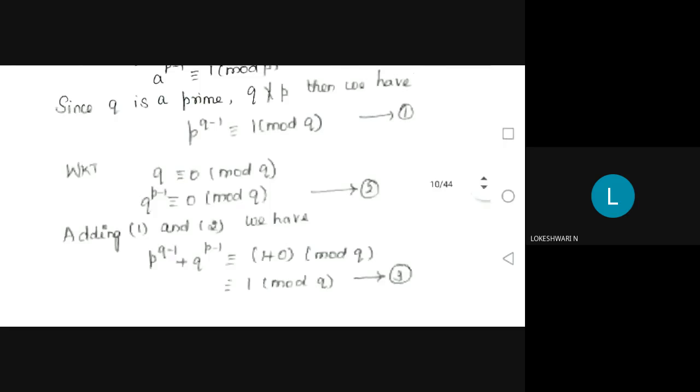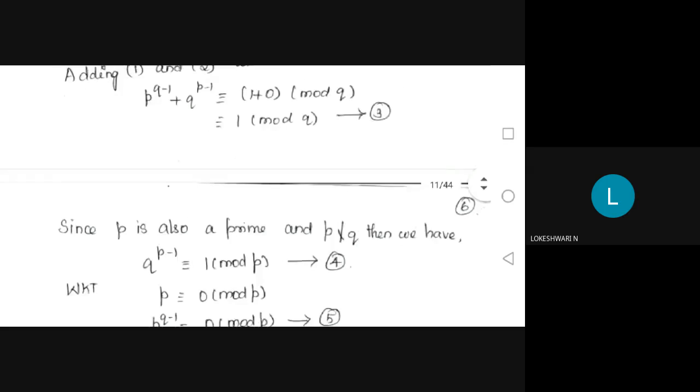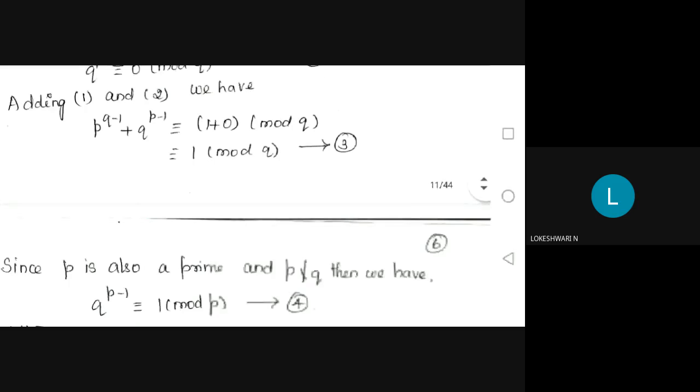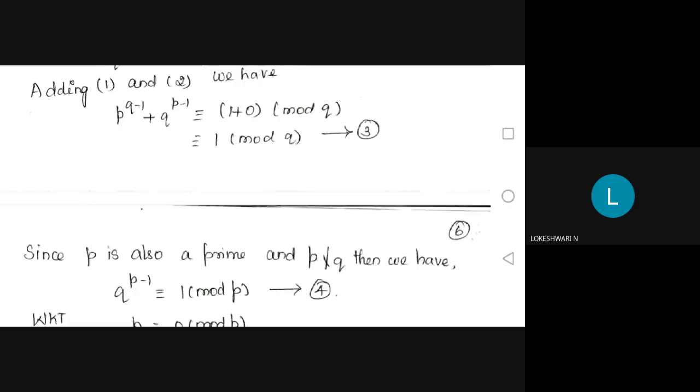Here I have assumed q is a prime and p is any integer. Now the reverse part. Now we are going to assume p is a prime and q is any integer. Now p is also a prime and p does not divide q. Then we can write q power p minus 1 is congruent to 1 mod p. This is equation number 4, which was written with the help of Fermat's little theorem.